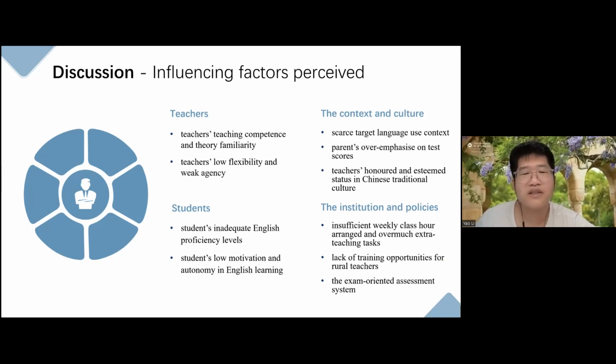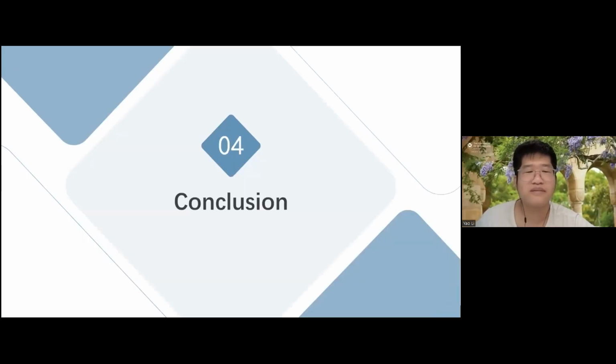And also for the context and culture here, students need more opportunities to use the language, and parents should change their mindset rather than just focusing on test scores. And teachers' honored and esteemed status in China's traditional culture makes it hard to change the current teacher-centered situation. And for institutional policies, as we mentioned, teacher training, and teachers should be more flexible and get more time for teaching rather than administrative and extra work. And also, yes, the exam-oriented assessment system influenced a lot.